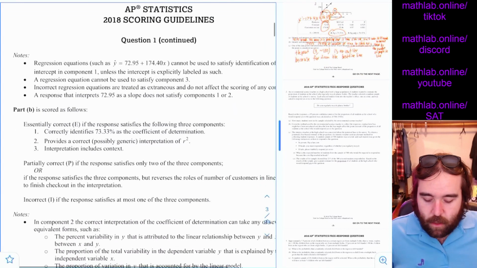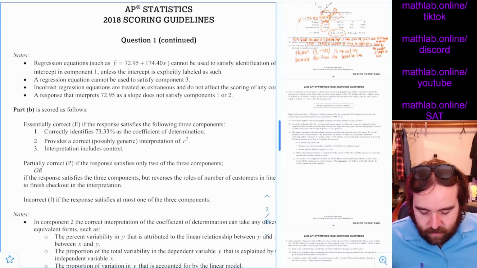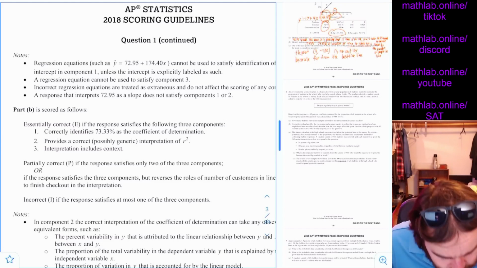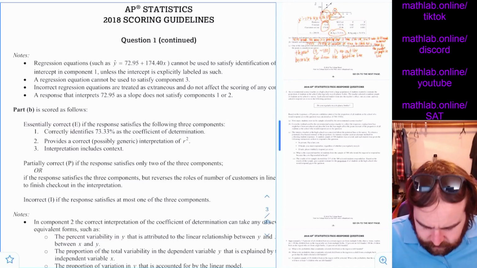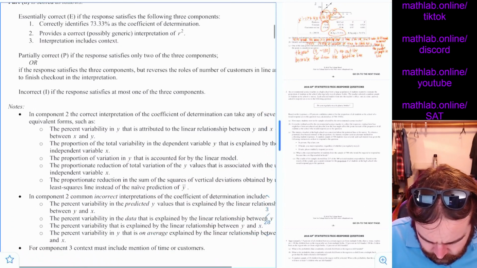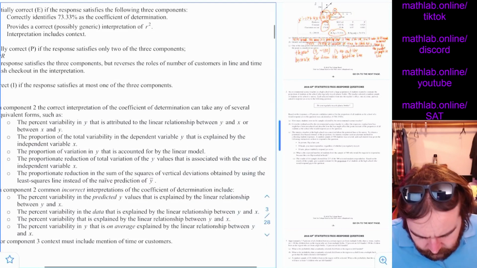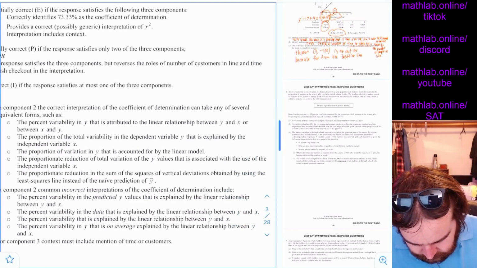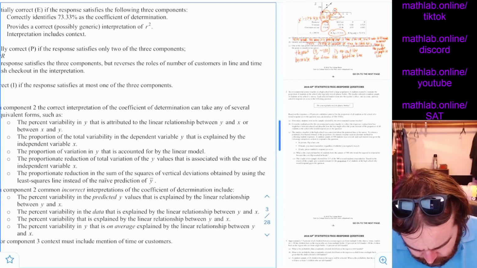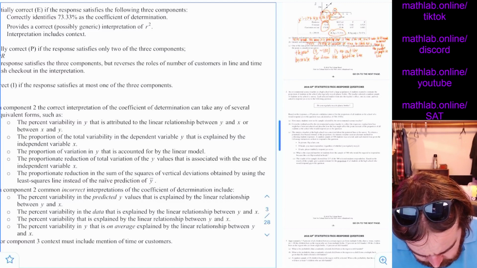All right, B. Correctly identifies 73.33%. Provides a correct, possibly generic interpretation of R squared, and interpretation includes context. So first, context. I definitely did context. Let's look at the notes. The percent variability that is attributed between y and x. The proportion in the dependent y variable that is explained by, that is accounted for, is associated with.